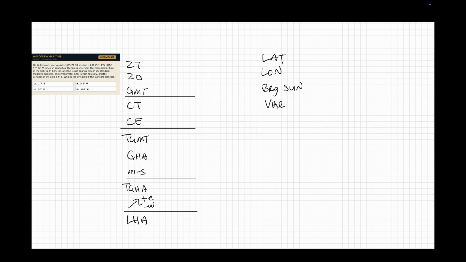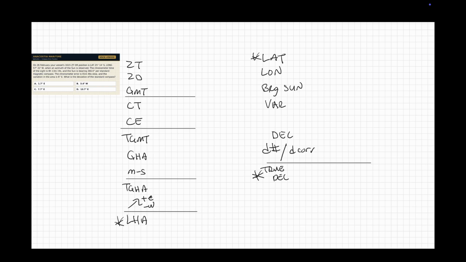Variation, declination, D number, D correction, true declination. And the three things you need to enter Pub 229 are the latitude, the declination, and the LHA. So I lay my problem like this, and then I write down what is given to me.